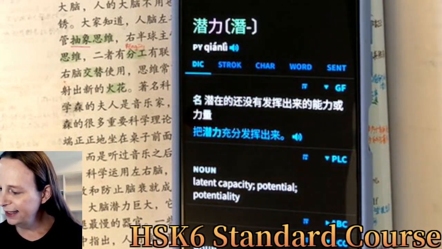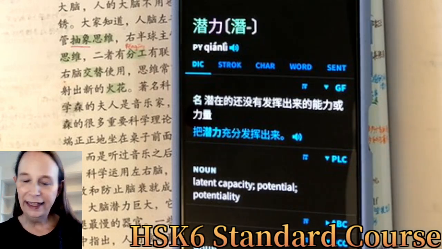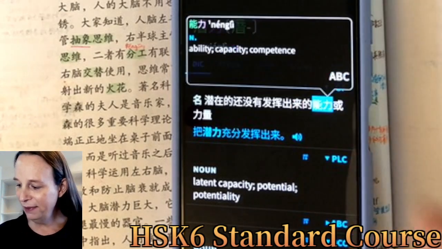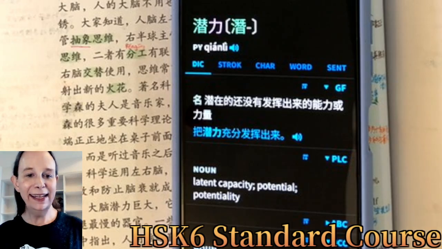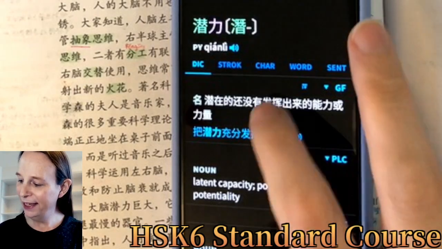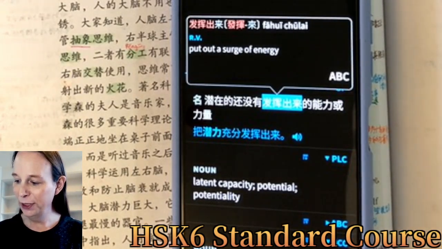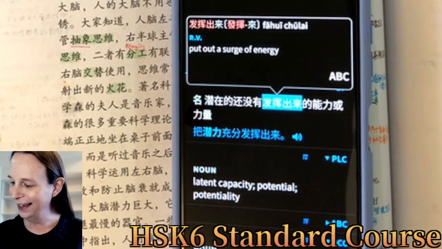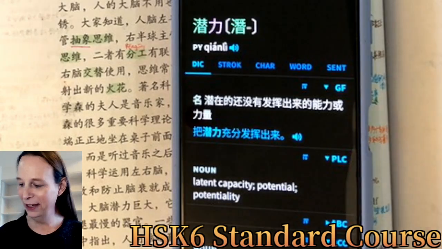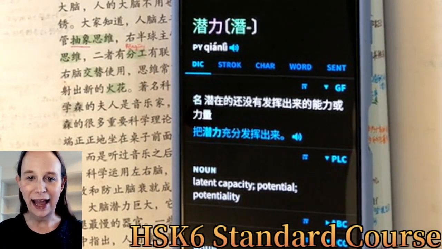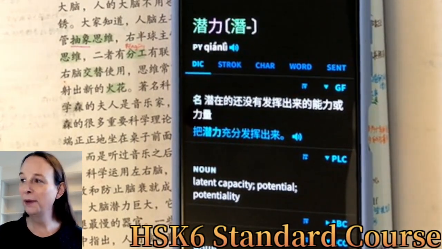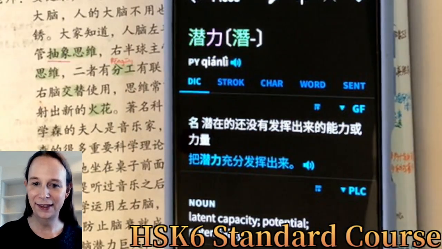is a 潜在的还没有发挥出来的能力或力量. So it's a capability or power that's yet to be 发挥. It's yet to be put to use. Yet to come out and put to use. 把潜力充分发挥出来. So take your potential and put it to good use.